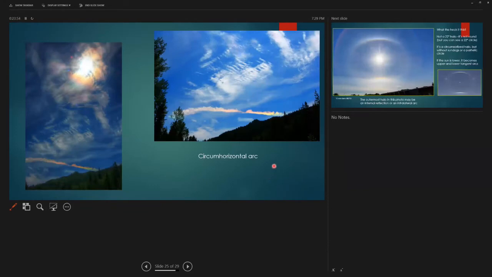Circumhorizontal arc, I've only seen one of these in my life. They're noted as being the single most colorful arc. This one is taken in British Columbia one day. I was driving in the mountains and trying desperately to find a place to stop on a winding road. But you can see I have some iridescence in the cloud here, but this has just exactly the right ice crystals to be able to give me this.